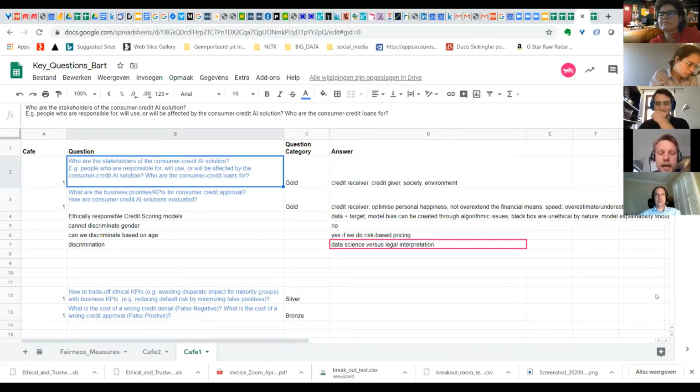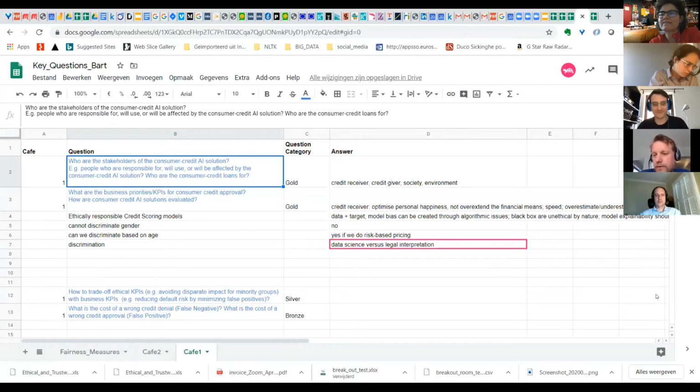And then we also said, when you talk about discrimination, it has 2 meanings. It has a data science meaning, like you discriminate between good and bad payers, and obviously there's a legal interpretation. And we finished off very briefly, but very interestingly, with a very short piece of information.